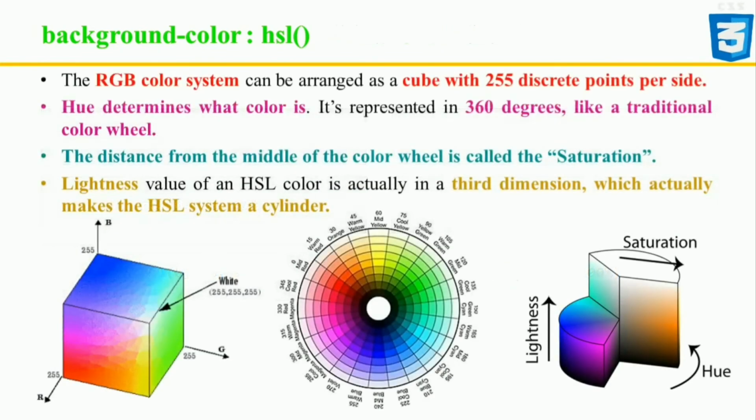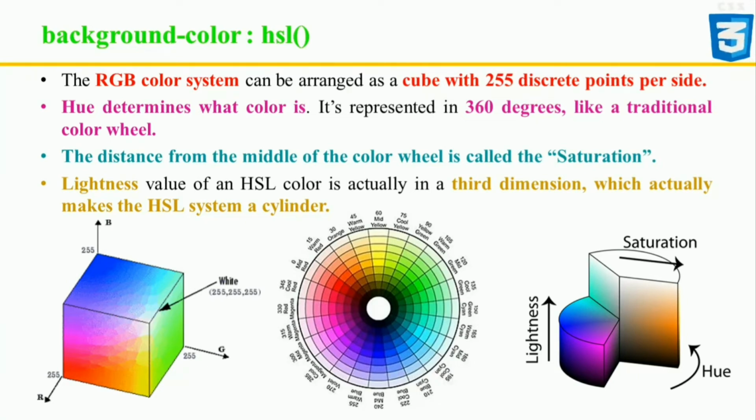Well, one of the biggest advantages of using HSL is its readability. You don't have to spend many hours to learn how to read a hex code. Also, it's much easier than imagining RGB. Whereas the RGB color system can be arranged as a cube with 255 discrete points per side. Although a cube may seem simple, it is actually fairly challenging to visualize the differences between colors. In addition, identifying the complementary colors is not much easier.